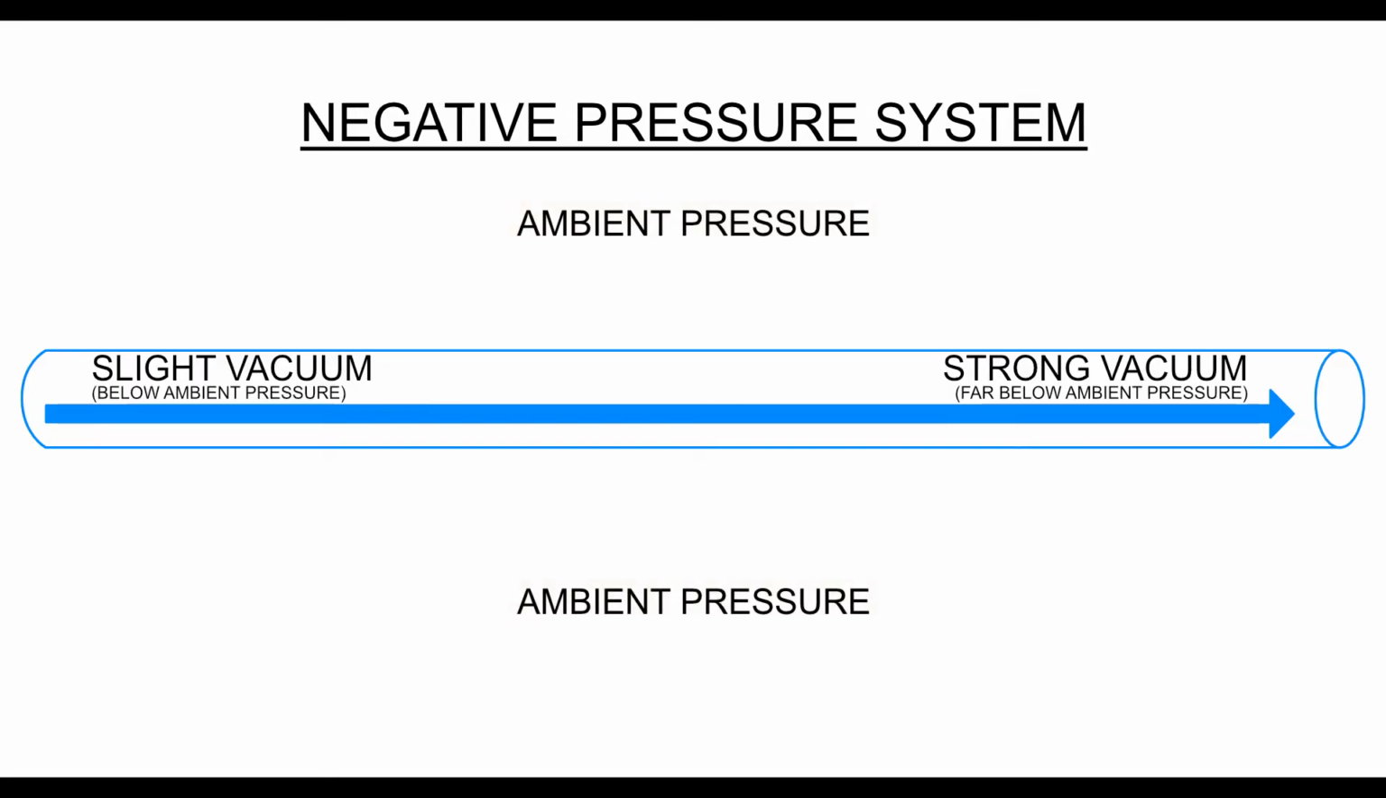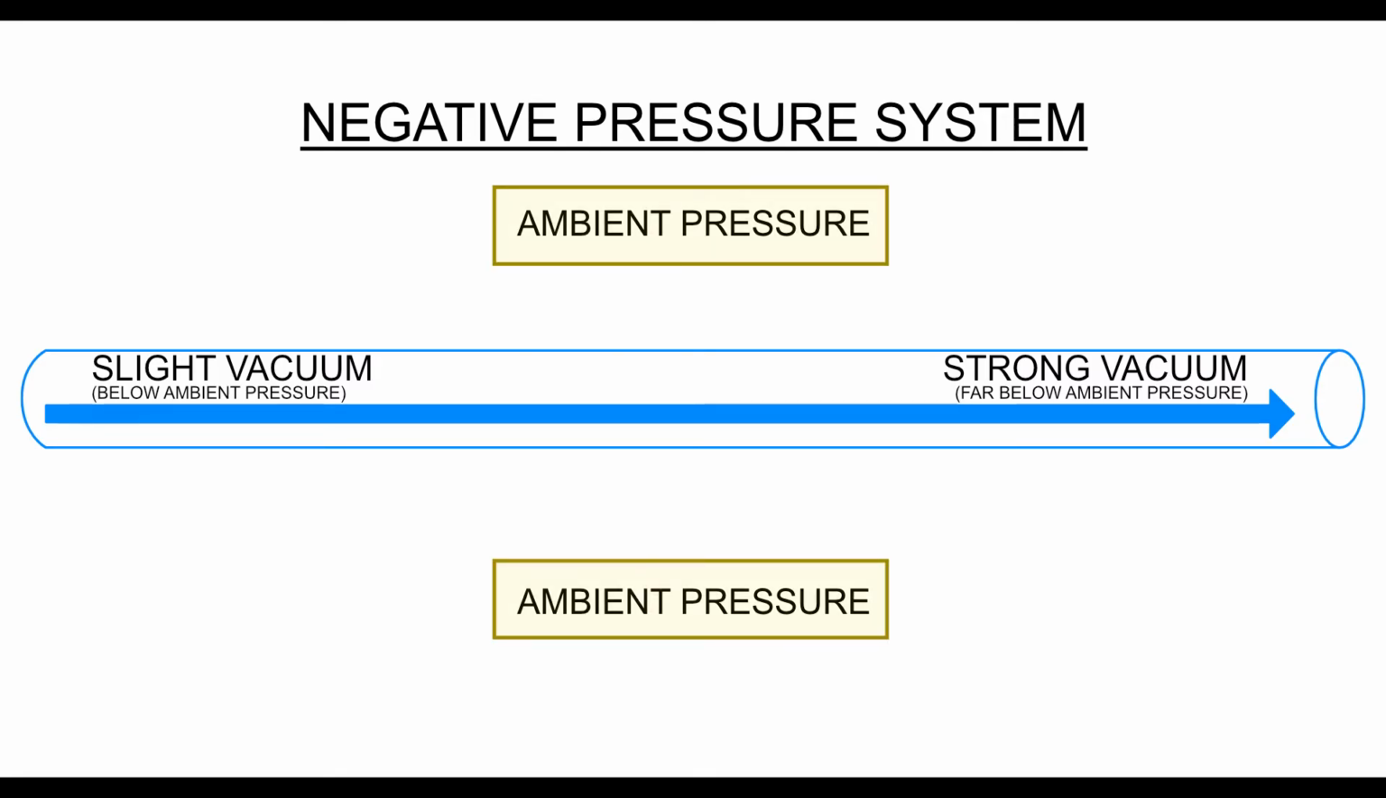However, in a negative pressure system, all of the coolant is under vacuum, or below the ambient air pressure. The area of slight vacuum is at higher pressure than the area of strong vacuum, so the coolant flows in the same direction, even though both of these pressures are lower than the outside air.